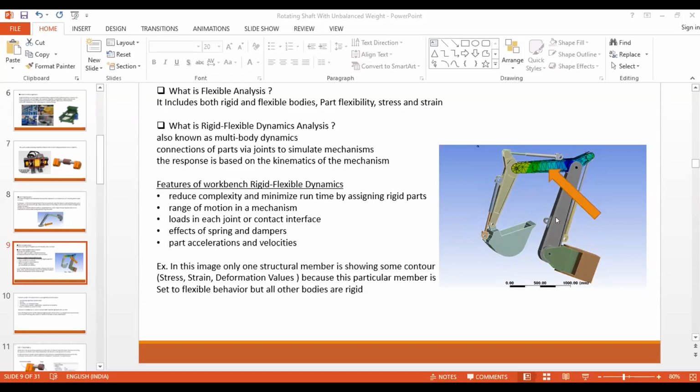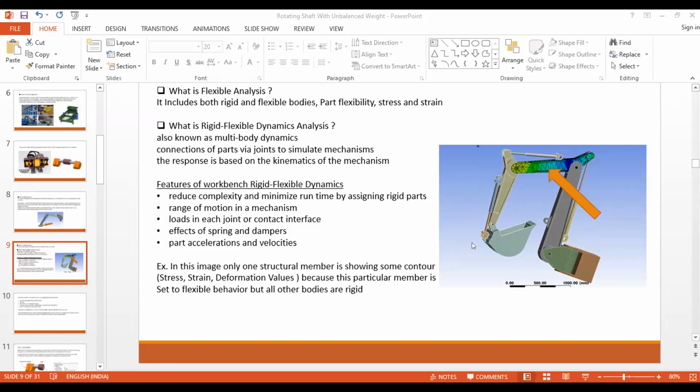So here, what are we doing? I want only this member to show stress deformation or strain deformation, and the rest are only acting as rigid bodies. So it saves time and reduces the complexity of running all the solving processes. That's why rigid flexible dynamics is very helpful when you solve more mechanisms. If you have lots of mechanisms, then you can proceed with rigid flexible dynamics.